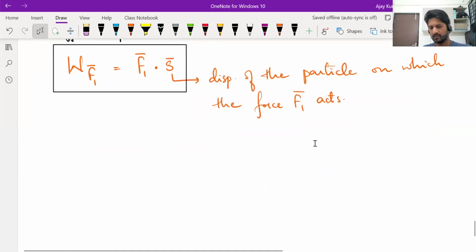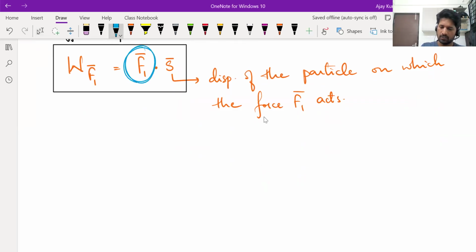Next. It's also possible that during that displacement, the force varies. Like suppose you are trying to drag an object. Initially, you may drag it gently. Later, you may drag it with a greater amount of force. And if you want to calculate how much work you have done, what magnitude of force will you take? Will you take the initial magnitude that you applied or the final magnitude that you applied? You can't take any one magnitude like that.